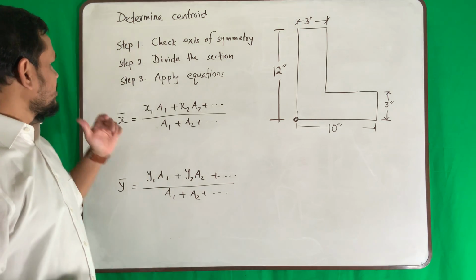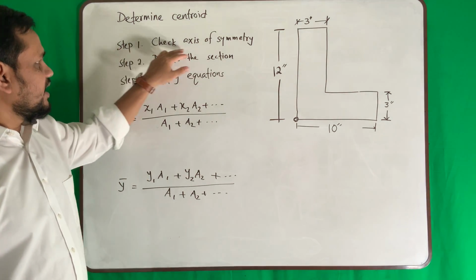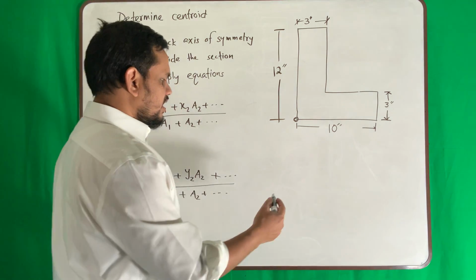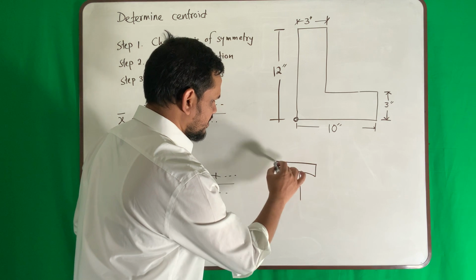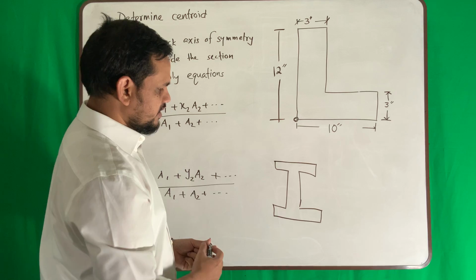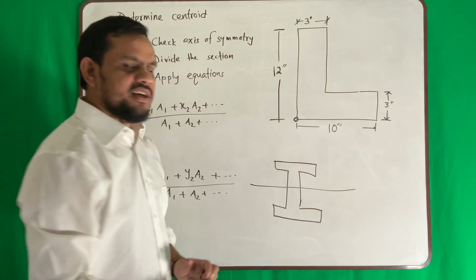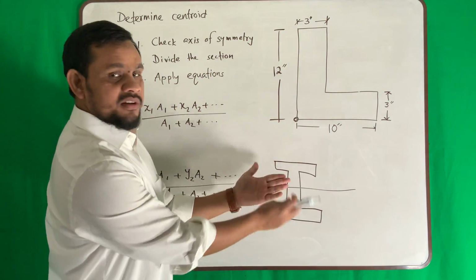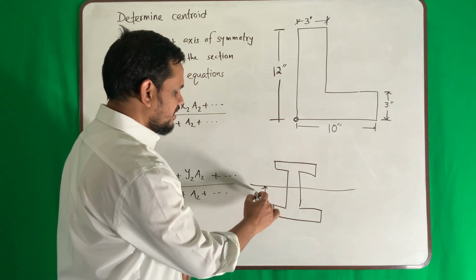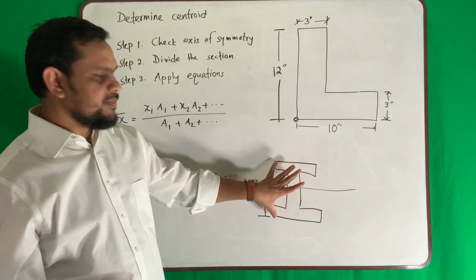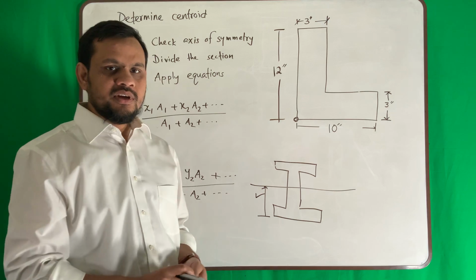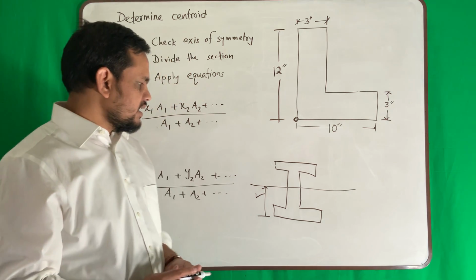But this is very common. Now what are the steps? Step one is to first check the axis of symmetry. Axis of symmetry means that if the section is symmetric, for example, if I draw this kind of section, say this is the axis of symmetry, I can fold this. If I can fold this, I do not need to determine this center. This is already 50% of this, the middle of this. So this is already known if there is an axis of symmetry.